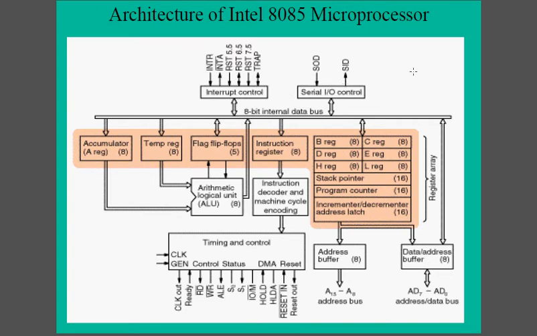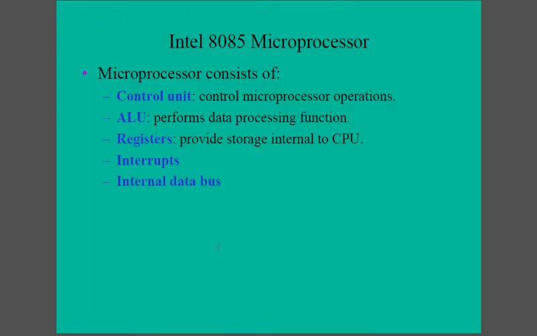In the first step, the instruction is fetched, so it is stored inside the instruction register. And then in another cycle, the instruction is decoded. From this register, it is passed to the instruction decoder and machine cycle encoding, and the instruction is decoded, or read, here. After it is read, it produces whatever timing and control signals it has to send out. So this is the execution part.